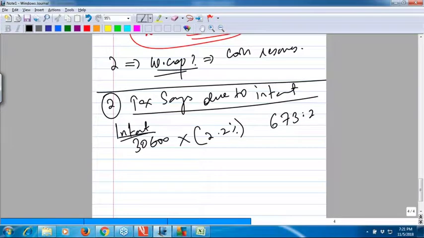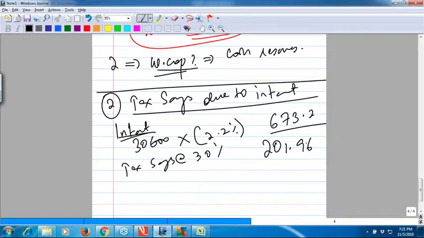Then we would have the tax savings at the rate of 30%. So how much does the tax saving turn out to be? 201.96 is what the tax saving is.